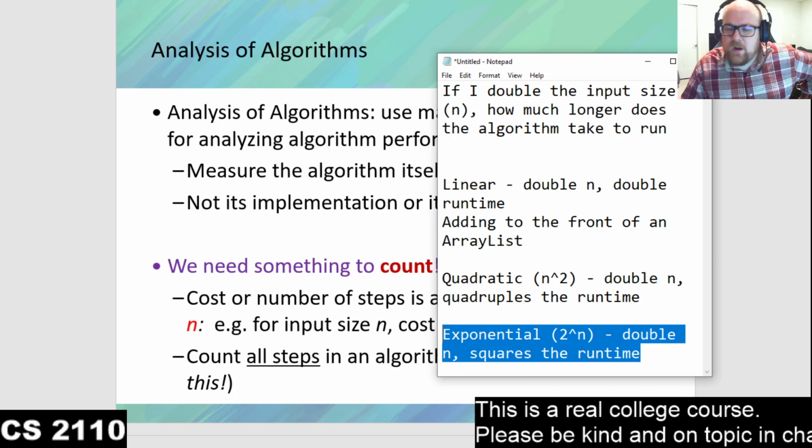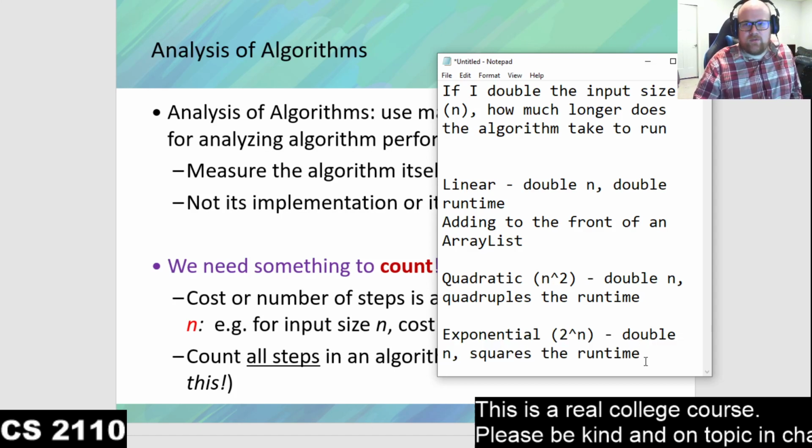Well, remember, we're not talking about runtime as a fraction of seconds. We are talking about a number of operations. So we never have less than one operation. Think of it as a number of clock cycles. Your computer can't do anything in less than one clock cycle.